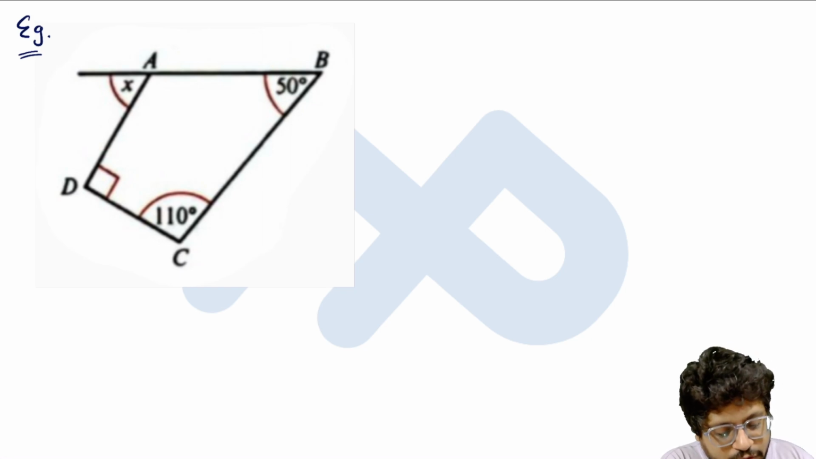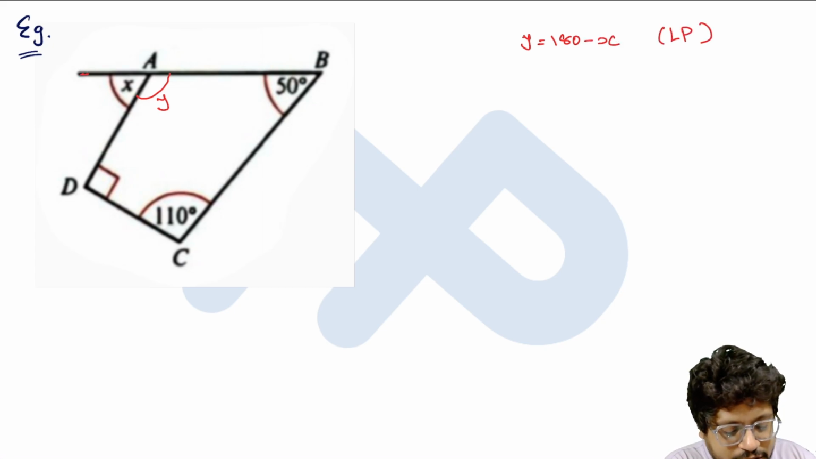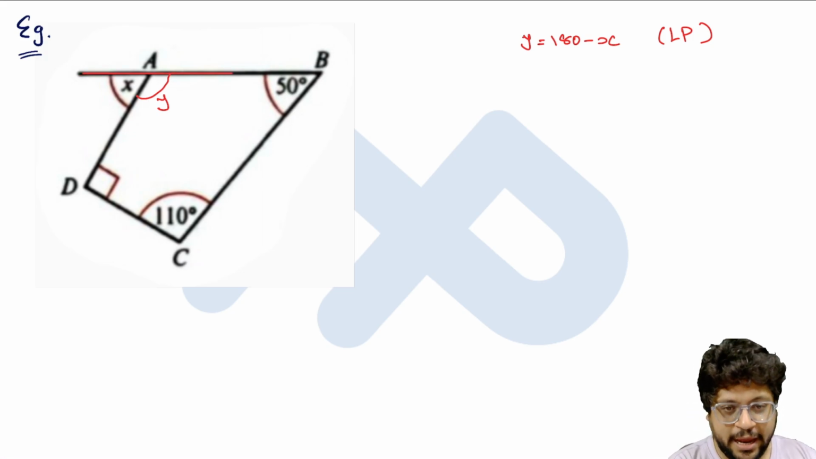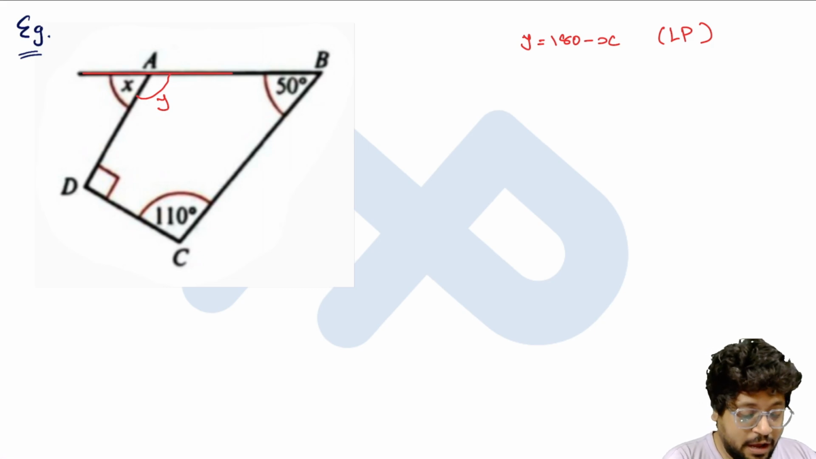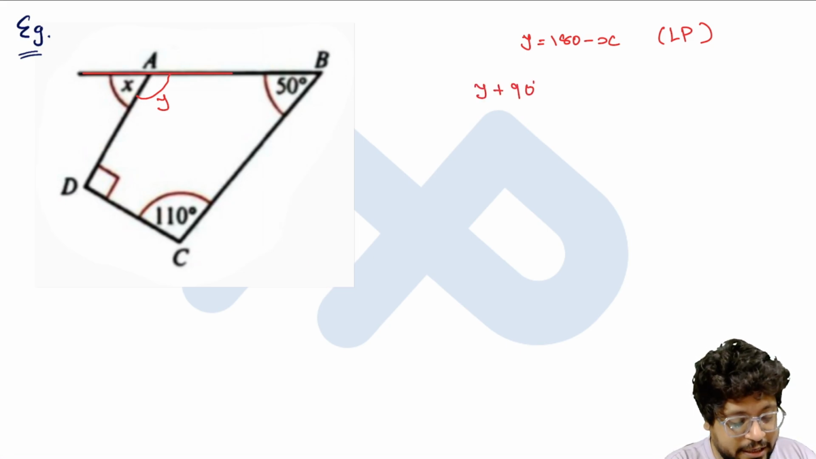Now you see, if this is x, and this is let's say y, then y will be nothing but 180 minus x. The reason is linear pair, because they both are on the same straight line, so y will be equal to 180 minus x, both add up to 180. Now I'll apply the angle sum property of the quadrilateral, that the sum of all interior angles is 360. So y plus 90 plus 110 plus 50 is equal to 360.